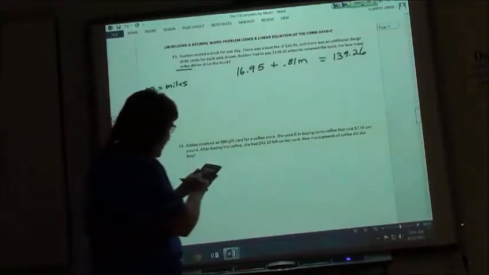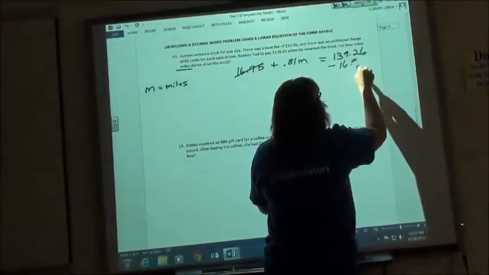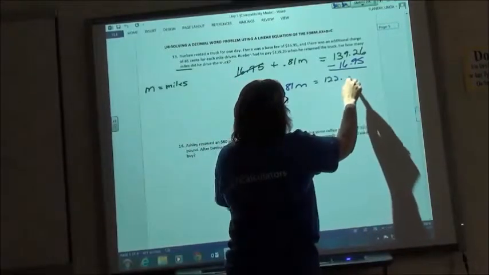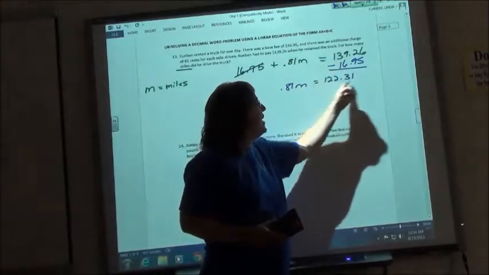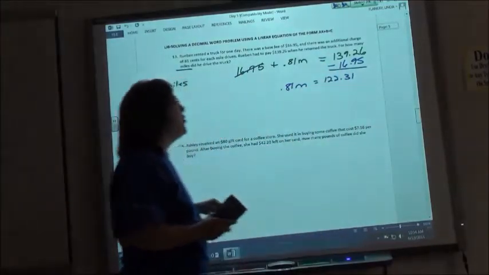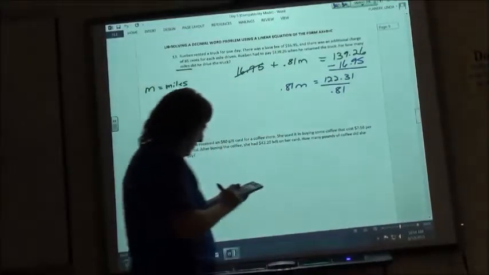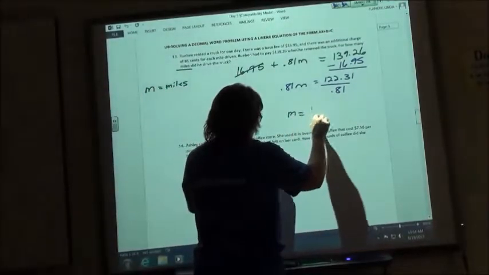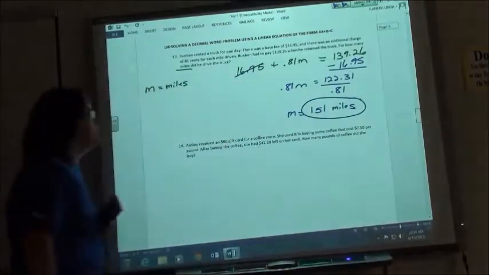139.26. I've got to minus my 16.95 to move it to the other side. So 0.81M equals 122.31. So what happened here, I took the total and took off my base. The extra I had to pay for my mileage was 122.31. So if I paid 81 cents per mile, I'm then going to divide that by my 0.81. And that's going to give me the number of miles. 151 miles is how many miles I drove the truck.